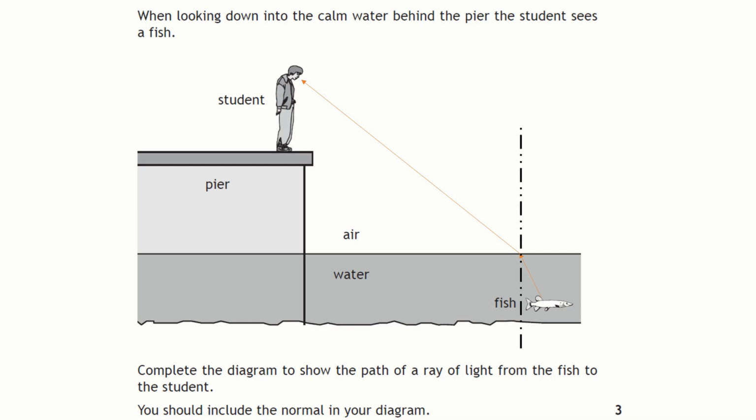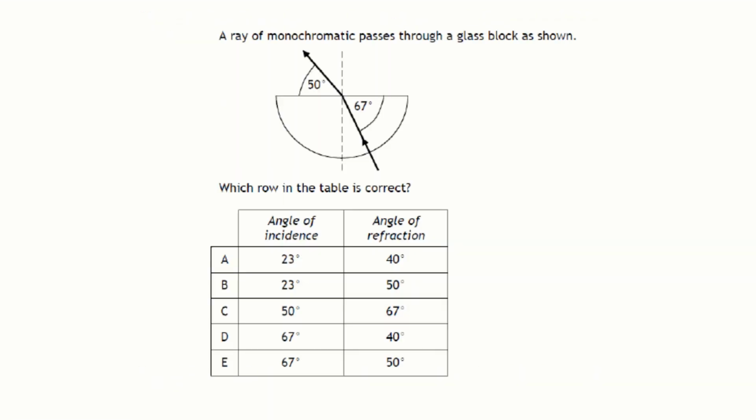Because the speed in the air is bigger than the speed in the water, the angle will be bigger in the air as well. For the second example, we've got a semicircular glass block here. We're given two angles, 67 and 50 degrees. A ray of monochromatic light passes through a glass block as shown. Which row in the table is correct? Pause the video, try to come up with an answer.